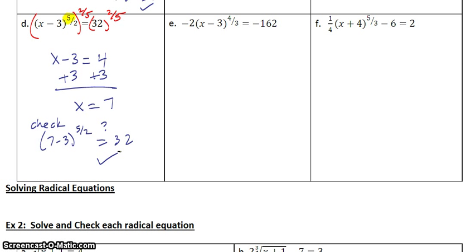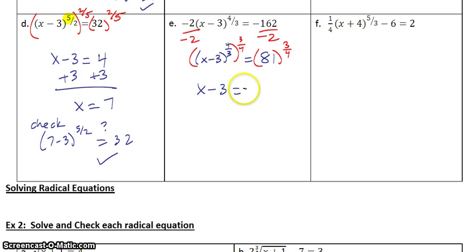Let's go to part E now. So this one I actually do have a number here that I can get rid of. So I can divide both sides by -2 because it's outside the parentheses, so it's not locked inside there. And I end up with -162 divided by -2 is 81. Alright, so I am ready right now to do my reciprocal exponent. And I end up with x minus 3 equals 81 to the 3/4 power is 27.